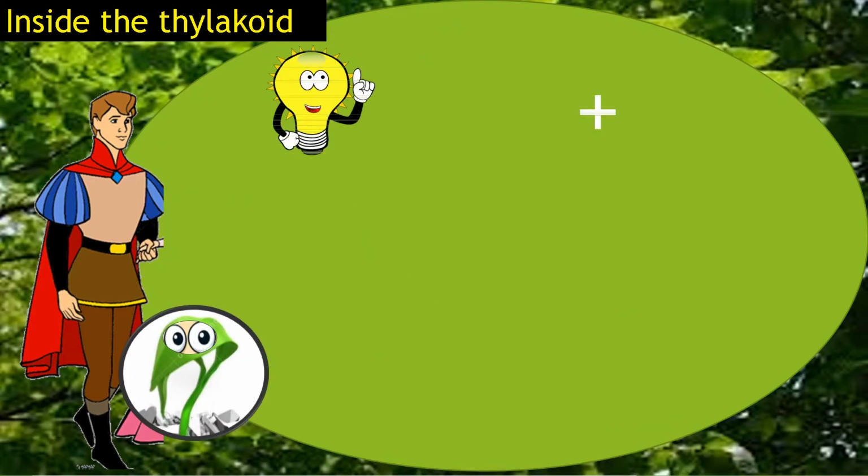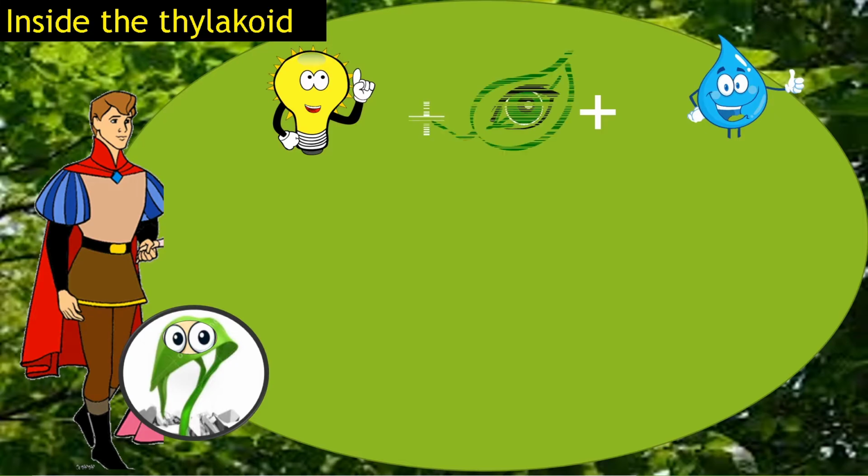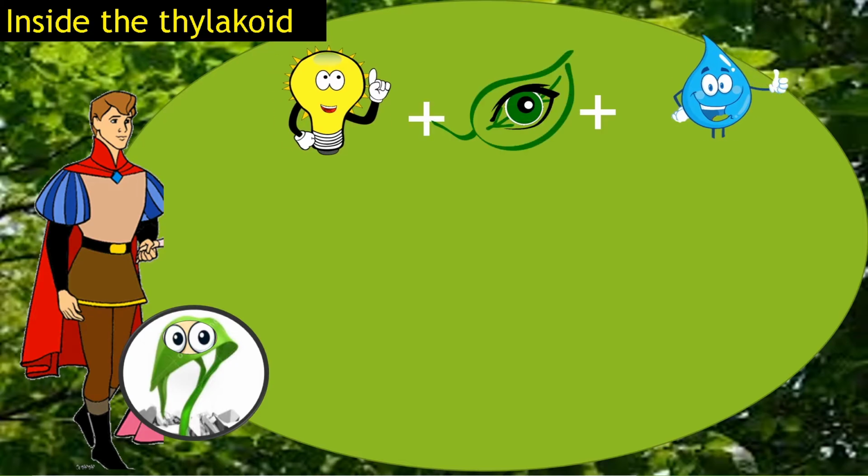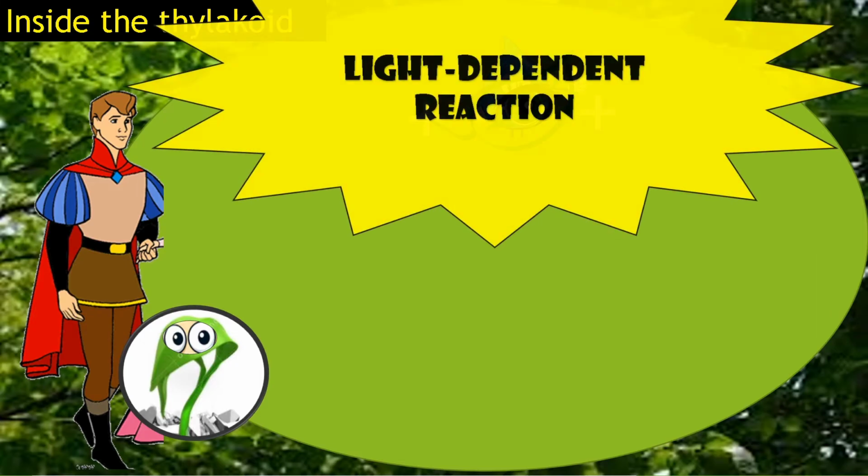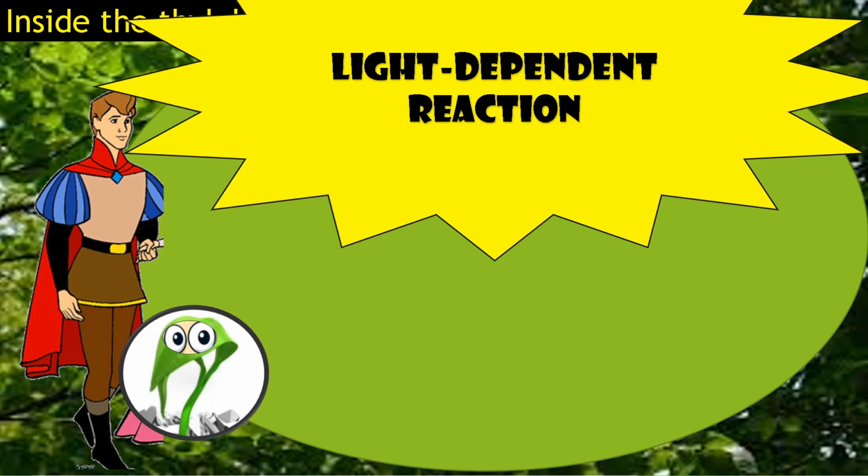Inside the thylakoid, the light, the water, and the chlorophyll join together and activate the first stage of the photosynthesis, which is the light-dependent reaction.